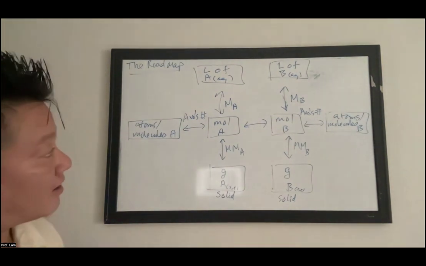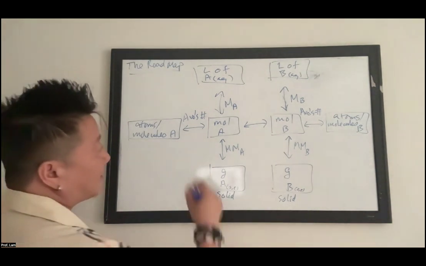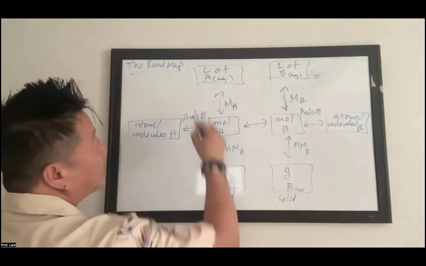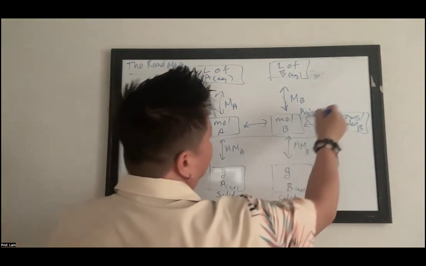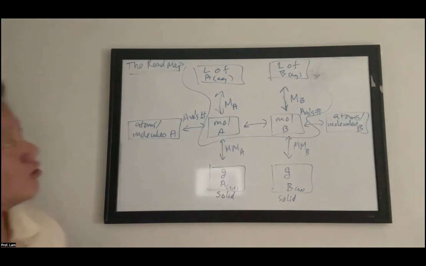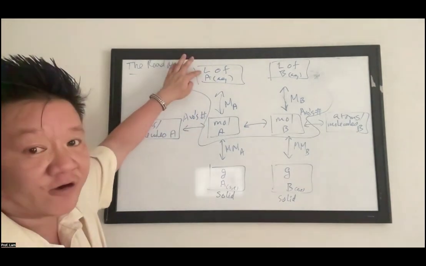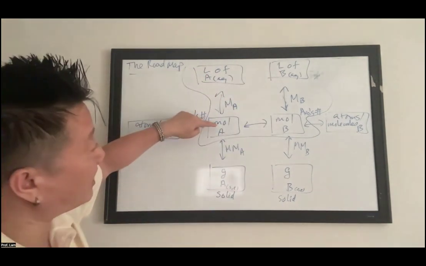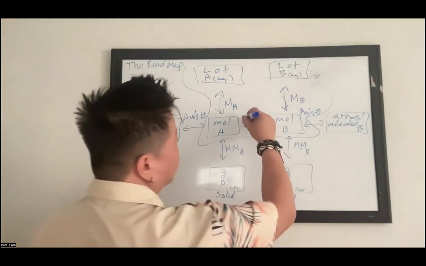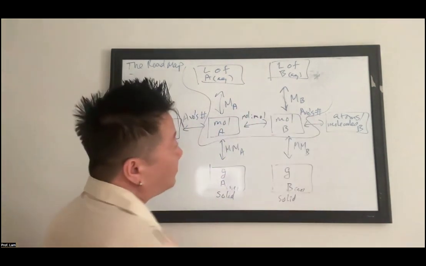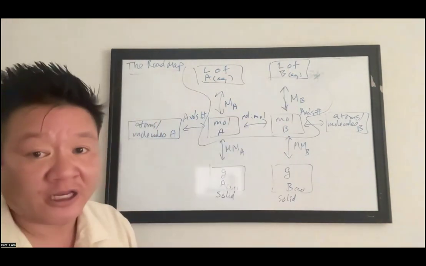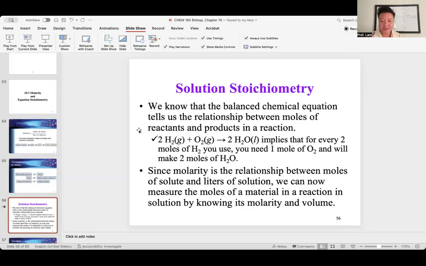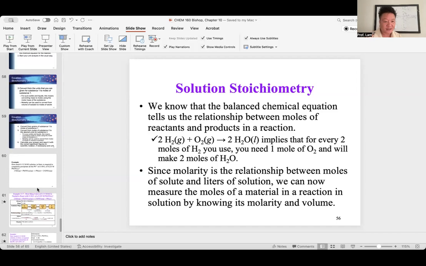Okay. In previous videos, we've concentrated on this region of the roadmap. In this video, this is the region we're going to concentrate on. We'll be asked to start at volume of A and end at volume of B. So we'd have to go to mole A first, use the mole-to-mole ratio to cross over to B, and then molarity to get to volume. Okay, so let's go back to the slides. It's going to give us some examples to practice.